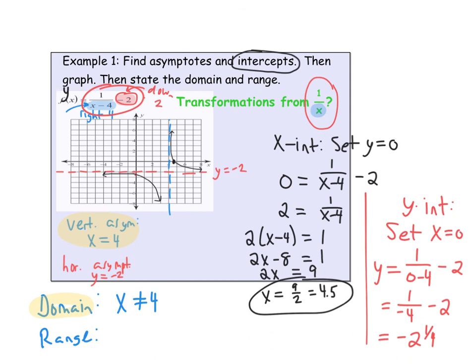Our range is going to go directly with the horizontal asymptote. If there's a horizontal asymptote, it means the graph isn't going through it. So at y equals negative 2, our range is y cannot equal negative 2. Now, there are sometimes complicated graphs that have multiple asymptotes where it might cross through, but for the most part, an asymptote will not be crossed.